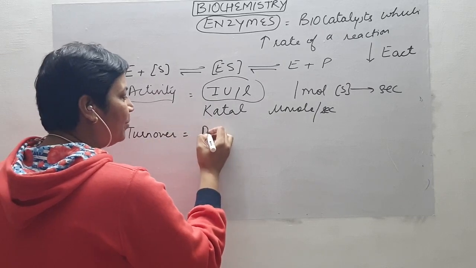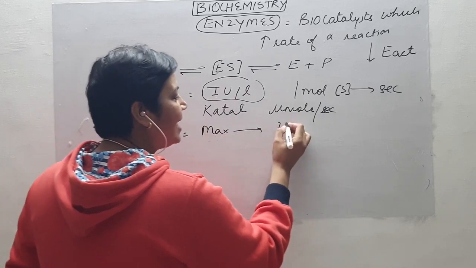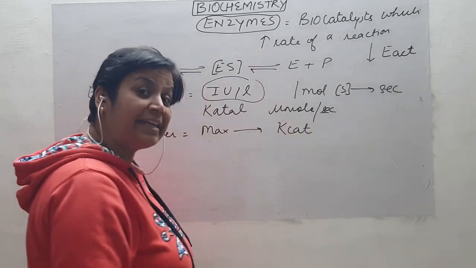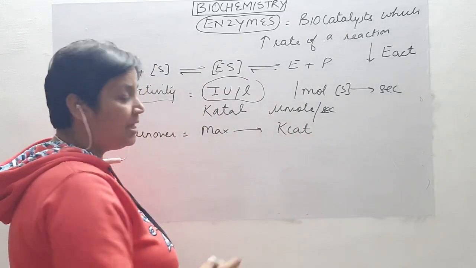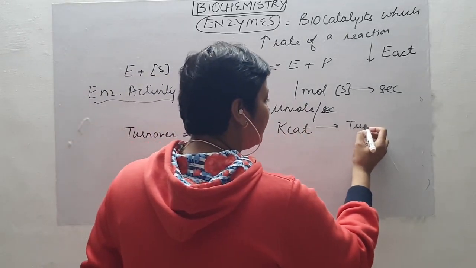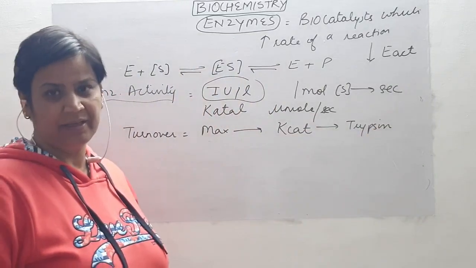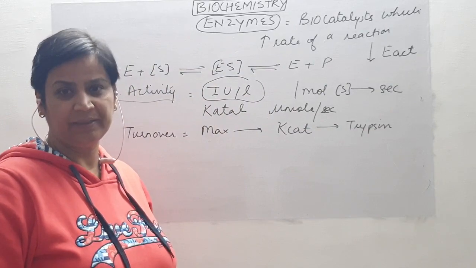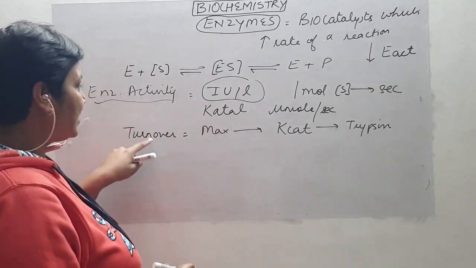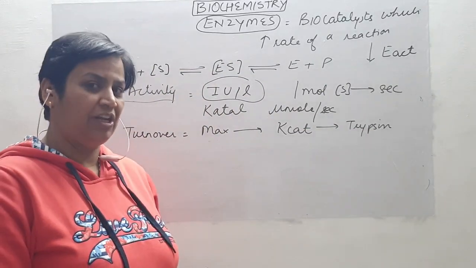So this is enzyme activity, and overall if the activity of the enzyme would be more, automatically the turnover number of the enzyme would be maximum, which is known as Kcat, the catalytic constant for an enzyme. For example, trypsin has the highest Kcat number or highest turnover number. So these are the two very, very important definitions.